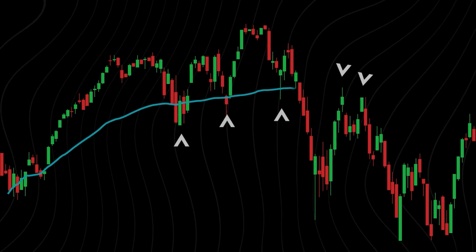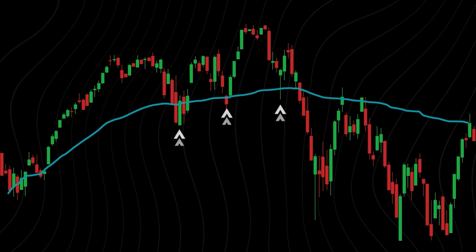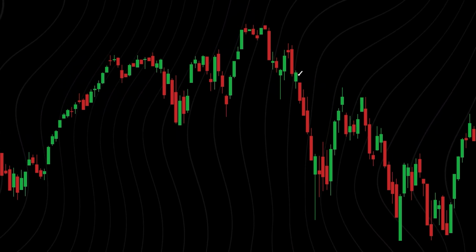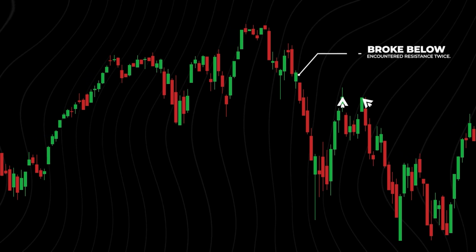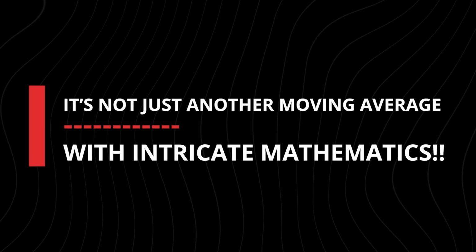Notice how frequently the price has followed this blue line. When the price traded above it, it found support 3 times, while when it broke below, it encountered resistance twice. You would think it's just another moving average with intricate mathematics, but that's not true.